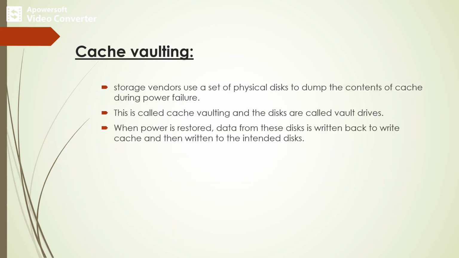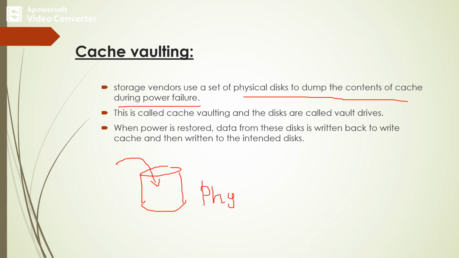Next we'll take cache vaulting. The storage vendors use a set of physical disks in order to dump the contents of the cache during power failure. Suppose there is an occurrence of power failure. At that instant, the cache data will be copied into one physical disk. So within the disk, it contains whatever data is present within the cache. This is called cache vaulting.